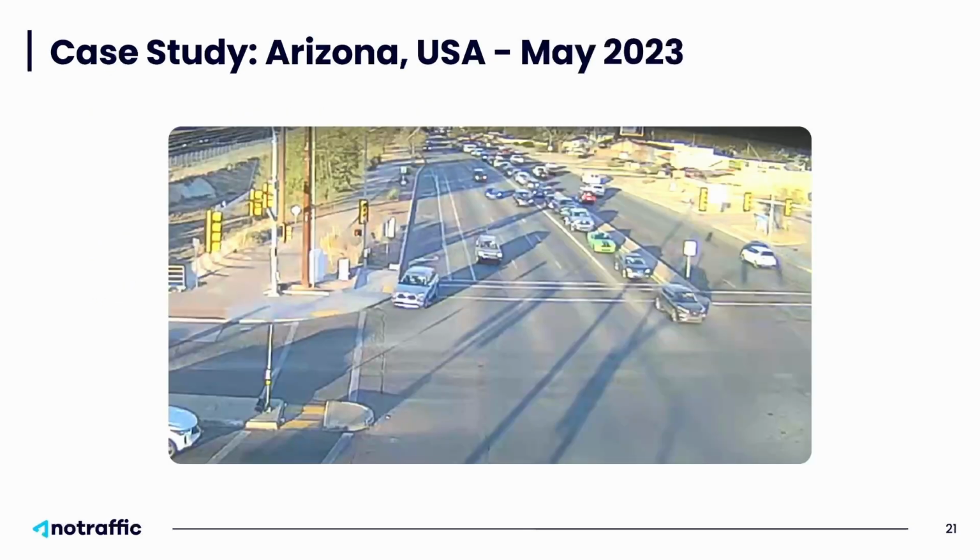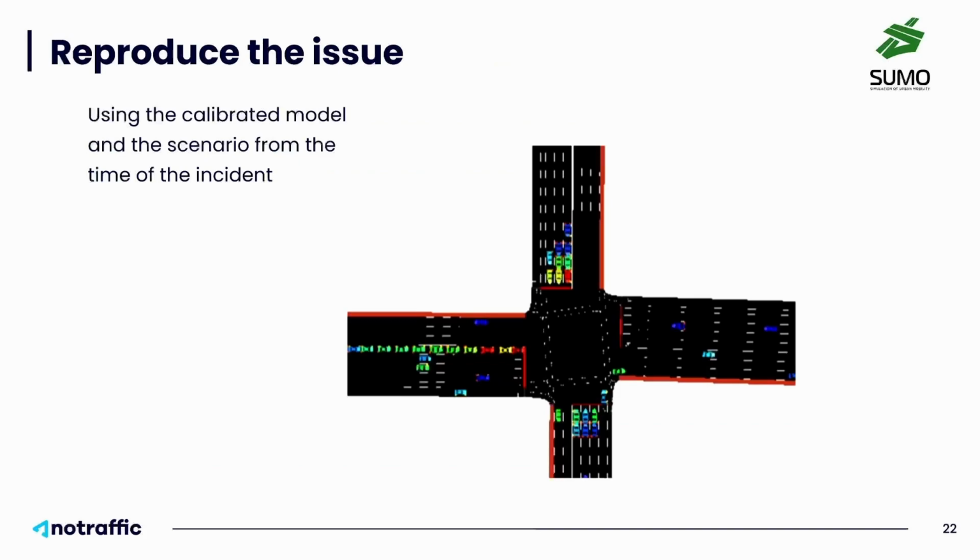So we are going back to the image I opened with, and this is the split failure or the spillback that we saw in the field. The first thing we want to do is to reproduce the issue. We want to use SUMO in order to get this spillback again in the simulation and to see it. So you can see we got the simulation, we got the spillback.